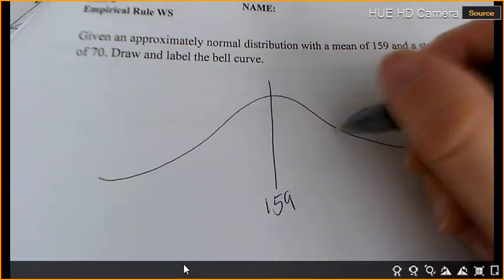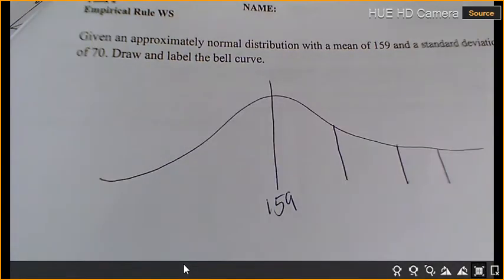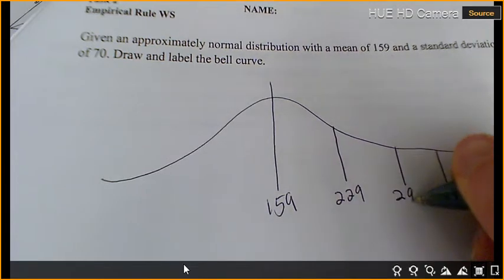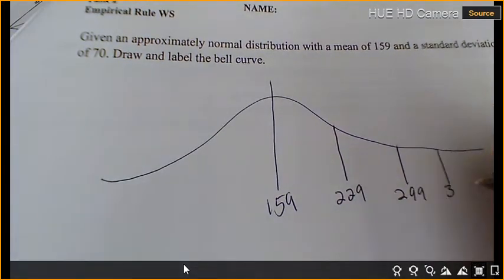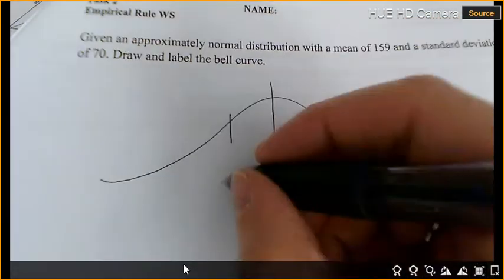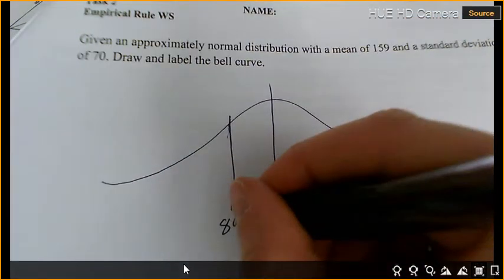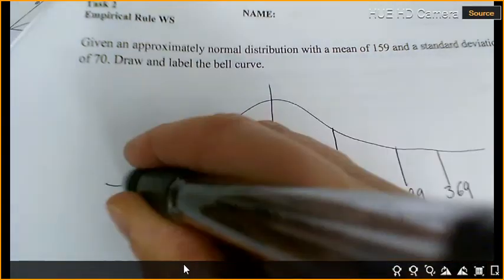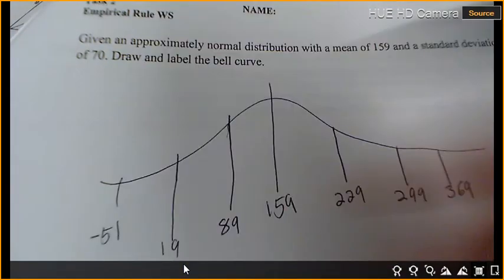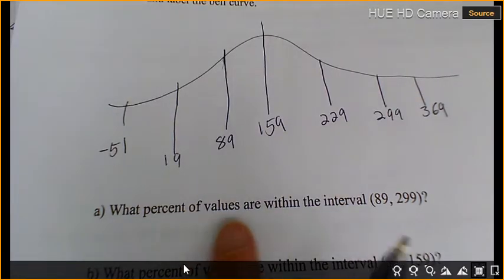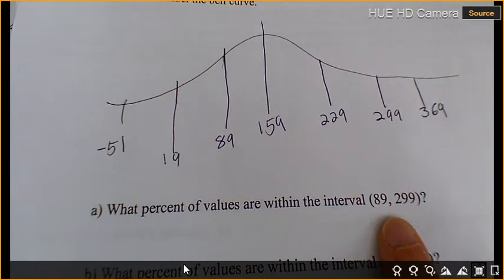Okay, so I'm at 159. I need 3 standard deviations. So the next one's 229, 299. Okay, so Christian, do you know how I'm getting these numbers? Yeah, that's easy. Okay. 159 minus 70 gives us 89, minus 70 gives me 19, and negative 51. Okay. What percentage of values are within the interval 89 to 299?